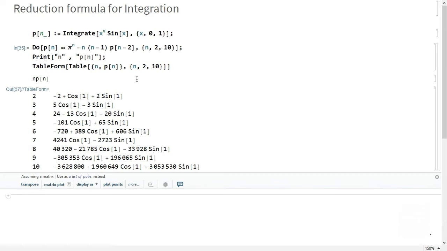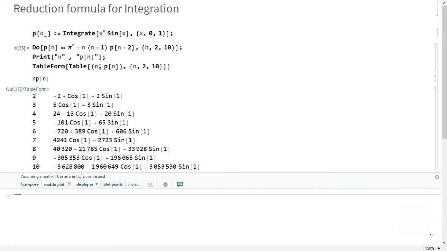And as you can see, the results have appeared, but it took some time because these are pretty heavy numerical calculations. And these results look a bit messy because you can see there are all these cos 1, sin 1s and so on.